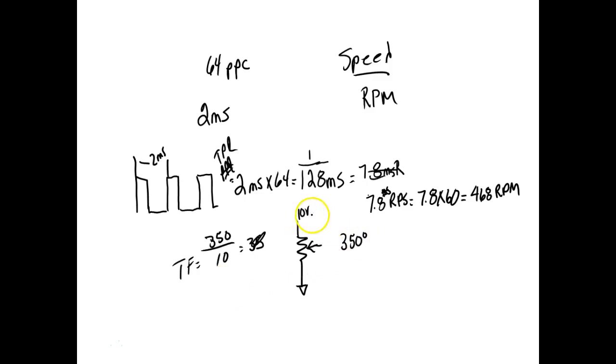Oh, I'm sorry, that is backwards. So we're moving this a certain amount of degrees, but what are we getting out? We're getting volts out. Sorry. Yeah, thank you. So my transfer function would be equal to 10 divided by 350.